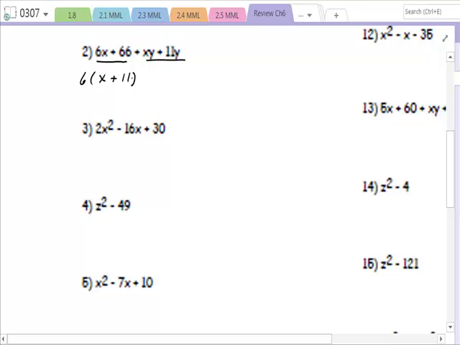Is this too tiny for y'all to see? I think this is smaller than I usually write. Let me see if I can make it larger. Whoops.